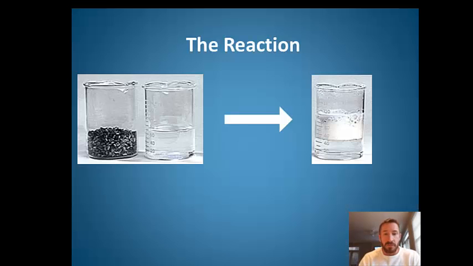First, the reaction that we're going to be doing. The reaction we're doing is one you're familiar with. What we're going to do is take some magnesium, which we have right here, solid magnesium, and add to aqueous hydrochloric acid. And the product of that reaction would be magnesium chloride and hydrogen gas.